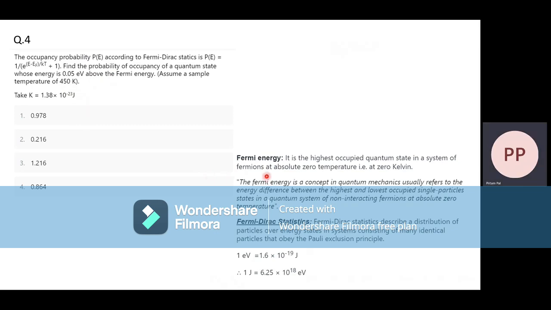So what do we mean by Fermi energy? It is basically the highest occupied quantum state of a system which consists of fermions at absolute zero temperature, right?